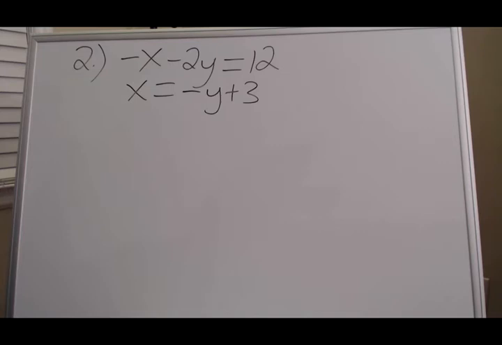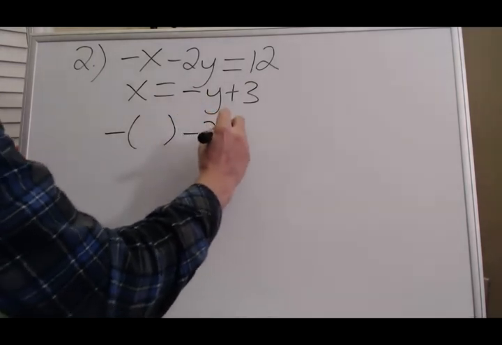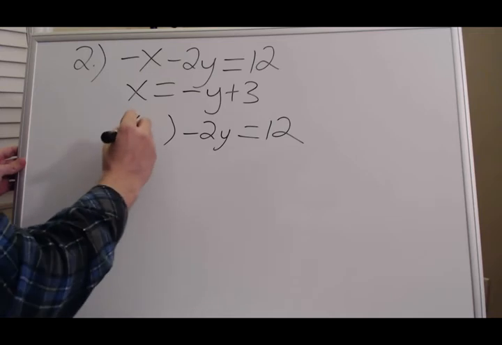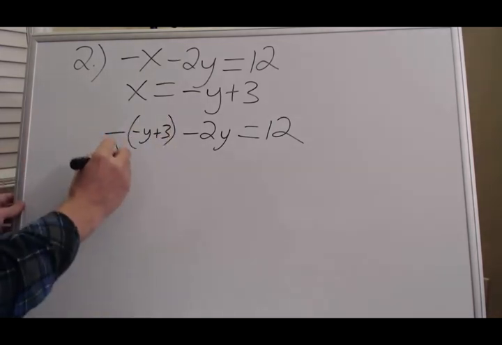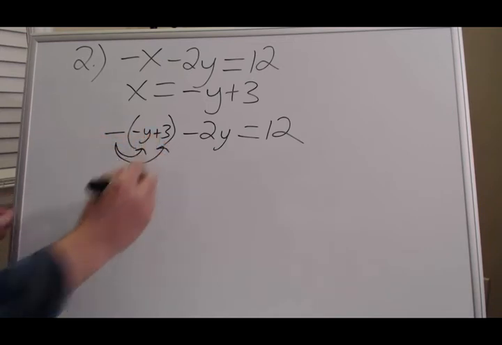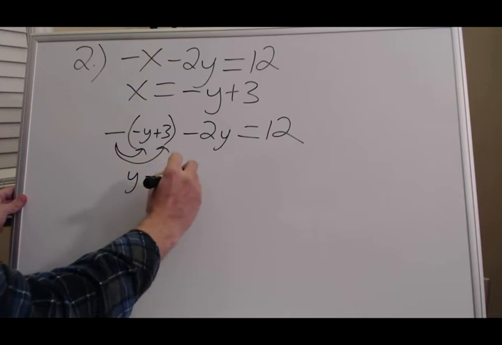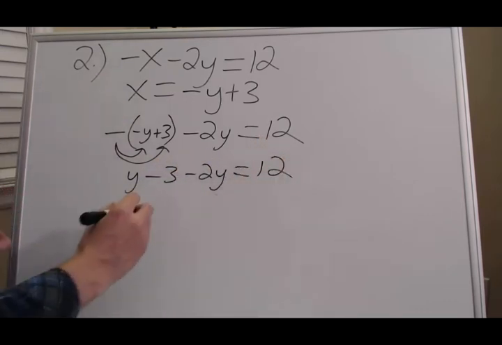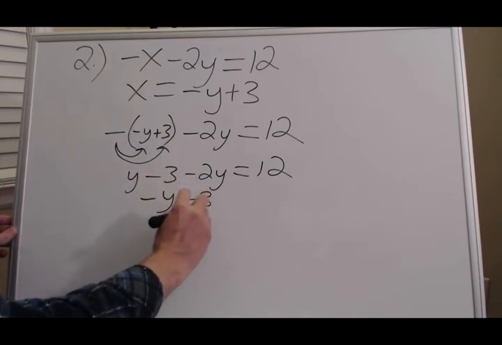Number 2, the second equation is already solved for x, so let's rewrite the first one. Only change is instead of x, we're going to use negative y plus 3. We then distribute this negative, which is actually a negative 1, and we get y minus 3 minus 2y is equal to 12. We combine like terms. 1y minus 2y gives us a negative y.